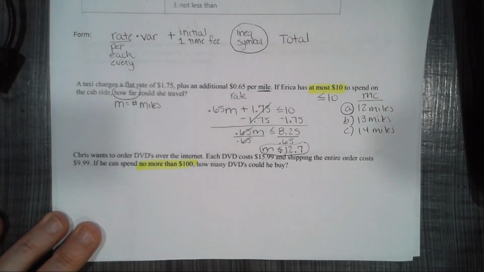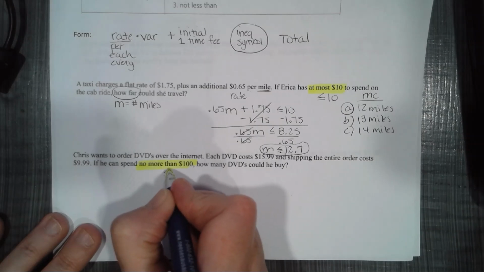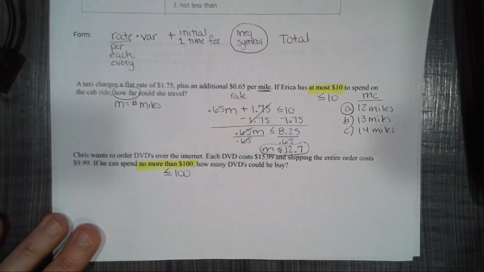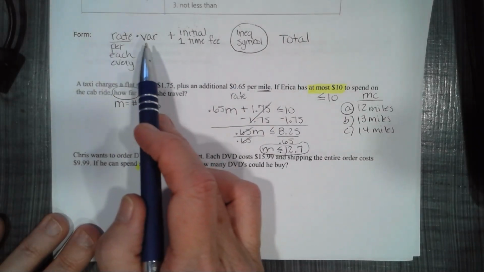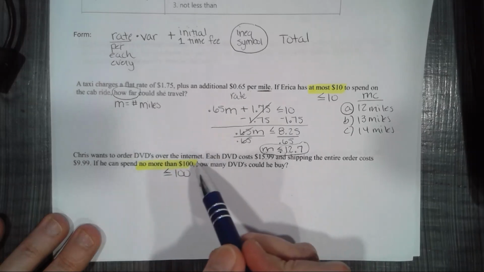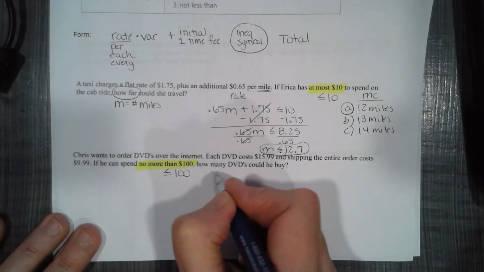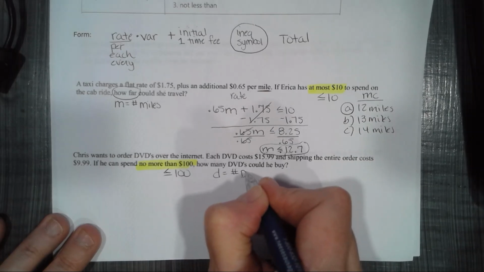So if you look to the top and figure out what symbol that is, no more than is a less than or equal to sign. No more than $100. That means he can't go over $100. Okay, so we got this part. Okay, now I need my variable. Well, it's the question. How many DVDs? So this tells me my variable, we'll just let it be a D, which equals the number of DVDs that he buys.